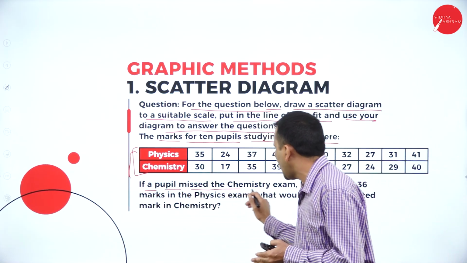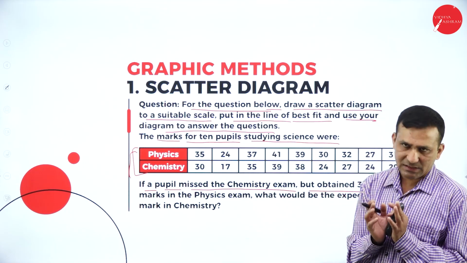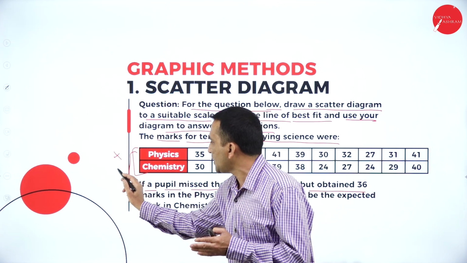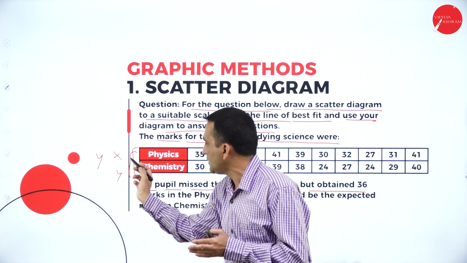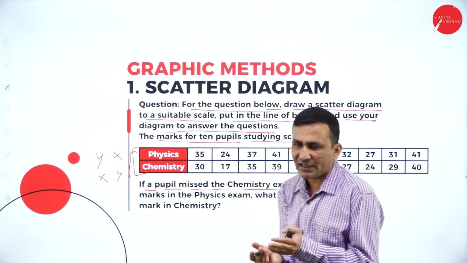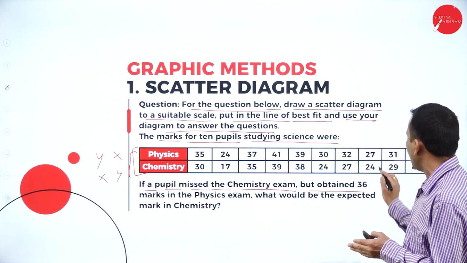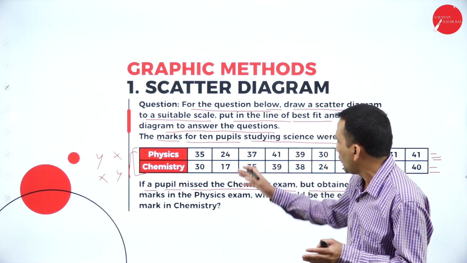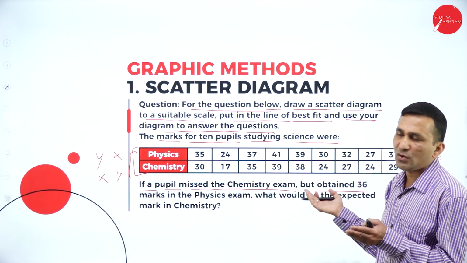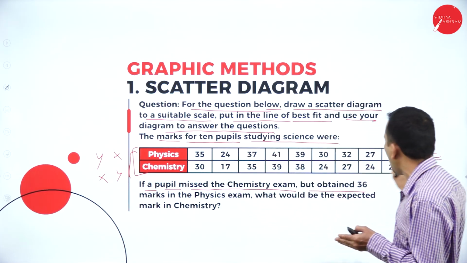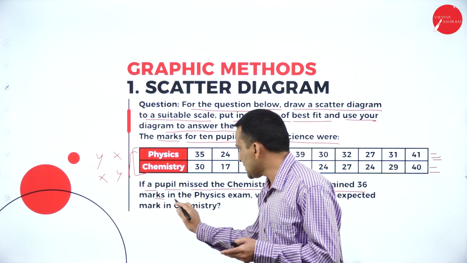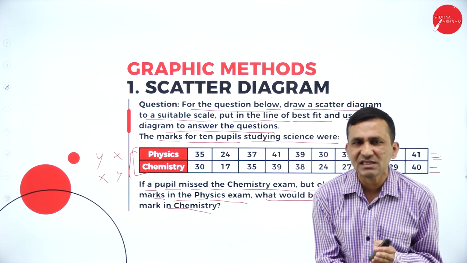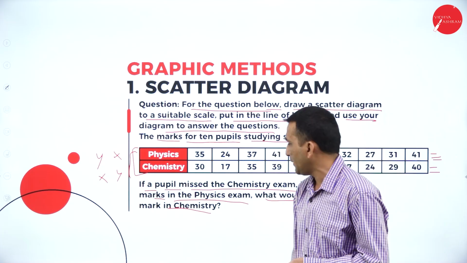If a person missed the chemistry exam but obtained 36 marks in the physics examination, what would be the expected marks in chemistry based on the physics mark? You need to take, for example, physics as x and chemistry as y, or you can consider physics as y and chemistry as x, but you need to specify clearly. If you want the average marks, you take the x series and y series totals divided by the number of items. Here 10 items are given. Now we are trying to get the chemistry marks.